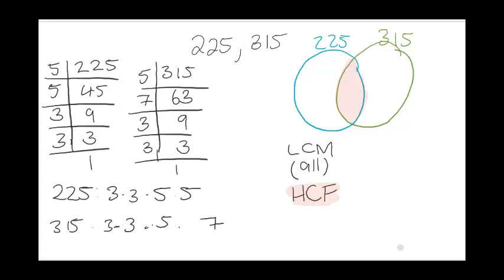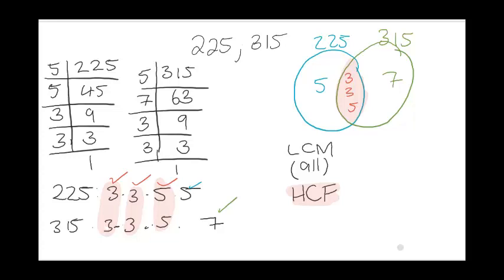Right. Next up, I want to know which factors are common, which ones go in the red section. So I'm going to look at each pair and see these two go together, these two go together, these two go together, and the rest do not. So let's insert our information where it belongs. In the middle, I've got 3. That's my first set. I've got 3. That's my second set. And I've got 5. That's my third set. In my blue circle, I've got 5. And in my green circle, I've got 7.